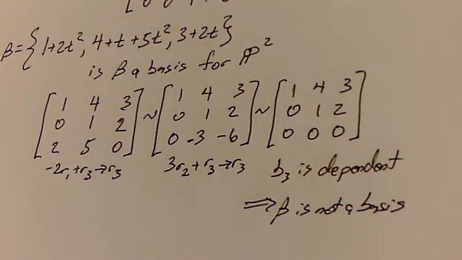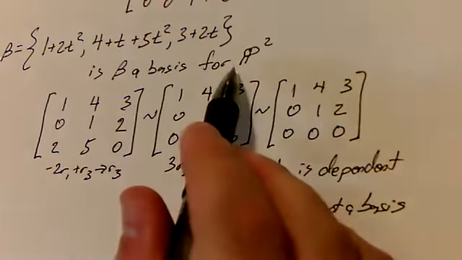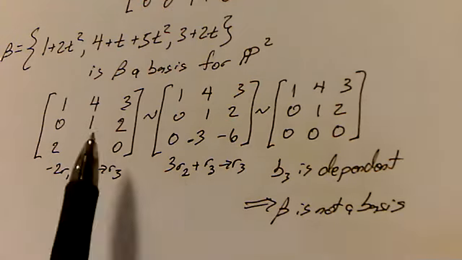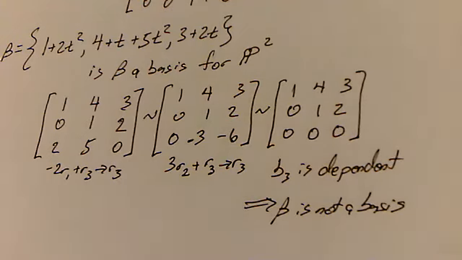So when you have questions that talk about these polynomial spaces, P2 and P3, you can always convert them to R3 or R4 or R5, whatever the corresponding space might be. You can always go to that. You can do your row operations, and you can then make an observation about what the situation is.